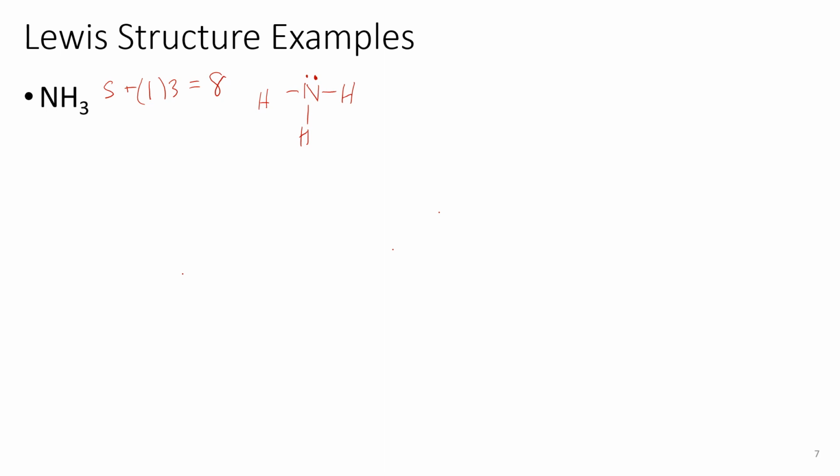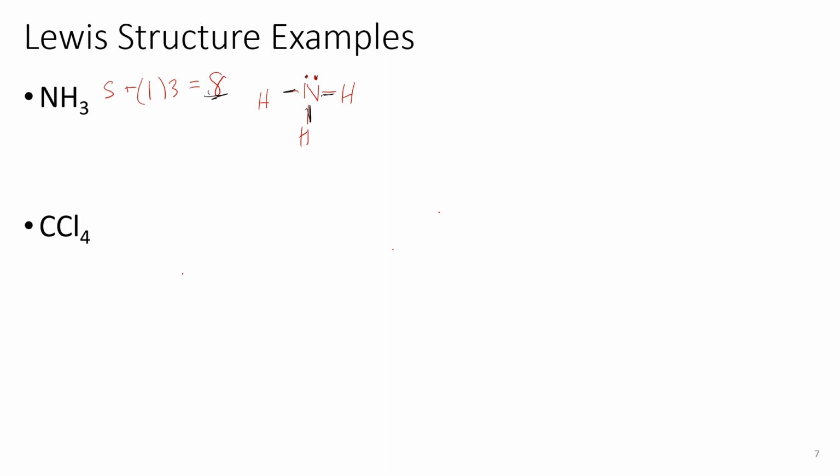So for this, I have a total of 2, 4, 6, and then 7, 8 with my lone pair of electrons, which matches the count that I had from the beginning. So we are done with our Lewis structure. So nitrogen is the central atom, and I've got 3 single bonds to nitrogen and 1 lone pair.